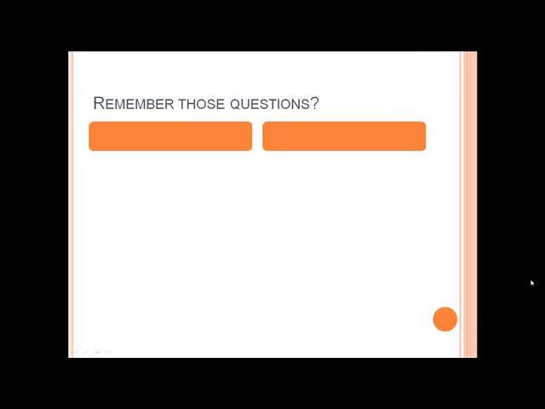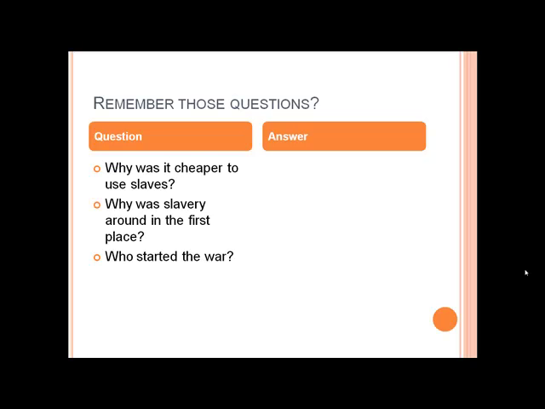Yeah, remember those questions from the beginning? Here they are. My three questions, and let's see if we could find the answers to them. Why was it cheaper to use slaves? The text doesn't say. Sometimes that happens. I would still like to know, but I'll have to look somewhere else for it.